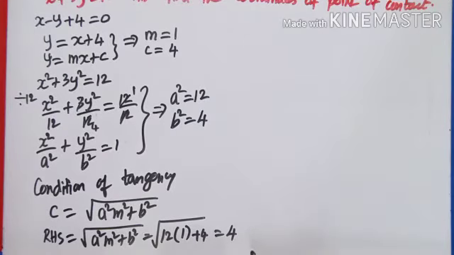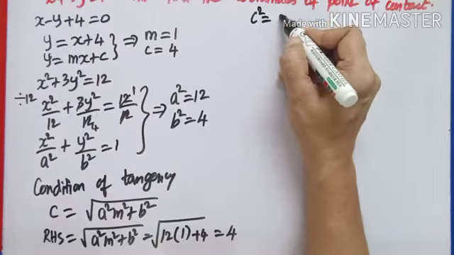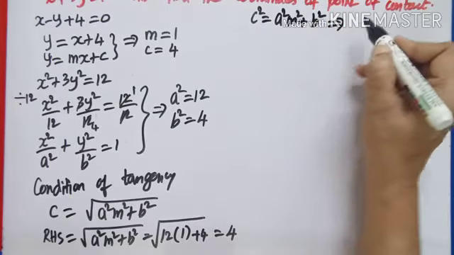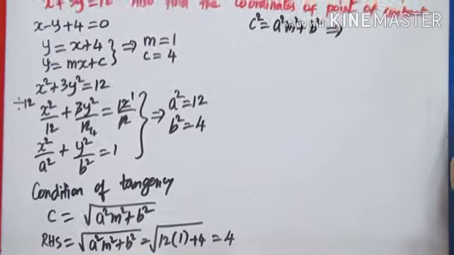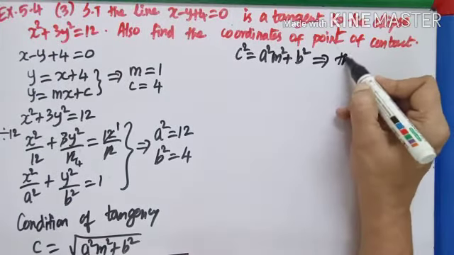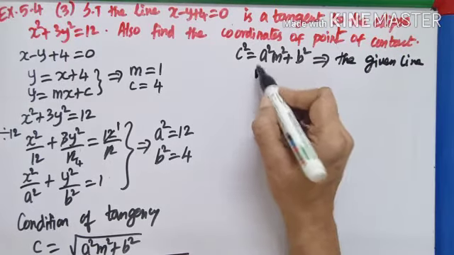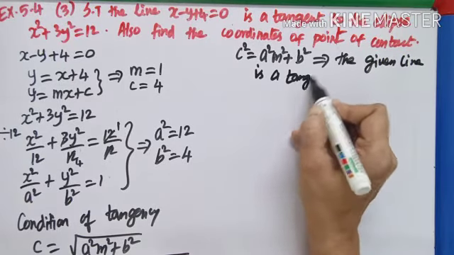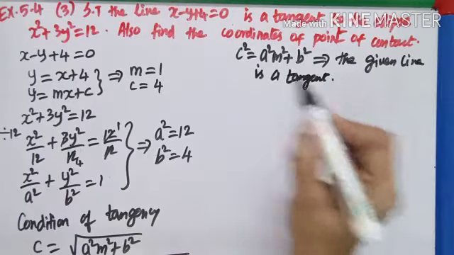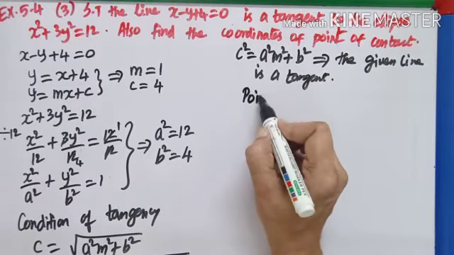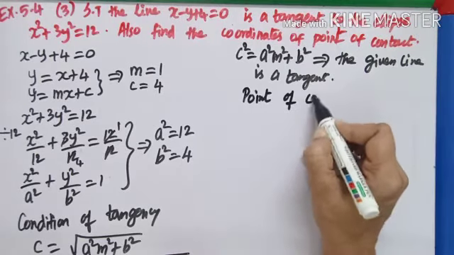So we are able to arrive at c square is equal to a square m square plus b square, which implies the given line is a tangent. So I am able to say the given line is a tangent provided this condition, c square equals a square m square plus b square, is satisfied.